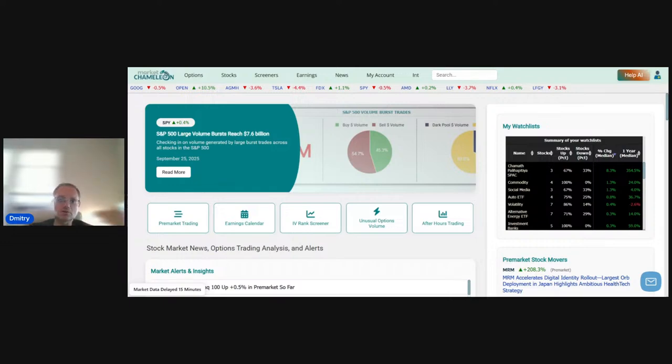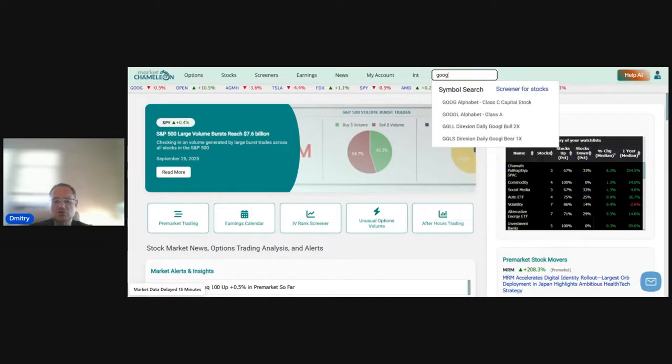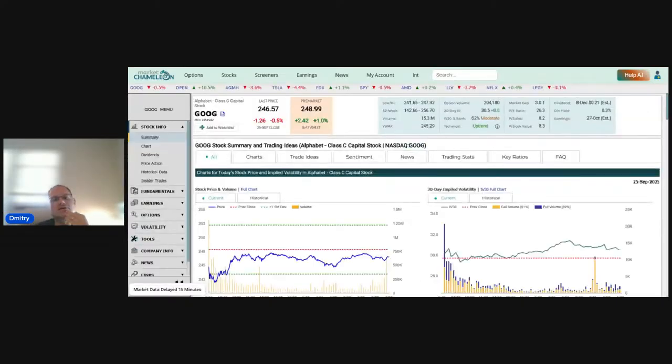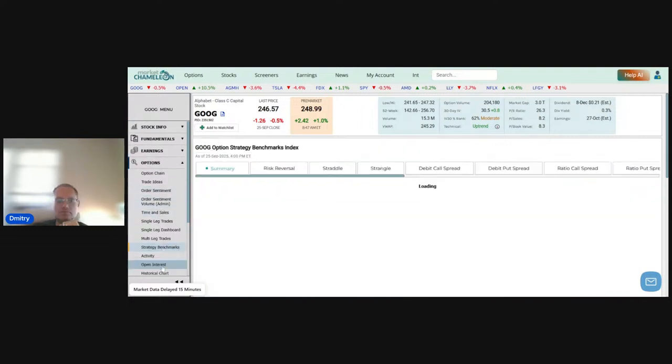are we elevated right now? Are we on the lower end or cheaper end of the historical range? So let's go to Google. I'm going to go into the search box, type in Google. It'll take us to Google's main summary page. And on the left-hand side, let's click on options. And under options, we're going to click on strategy benchmarks.